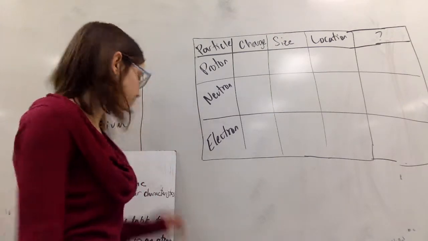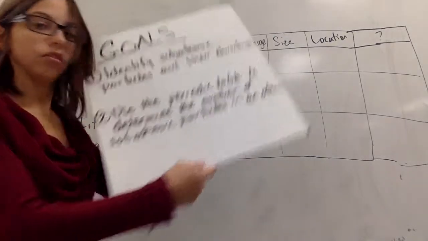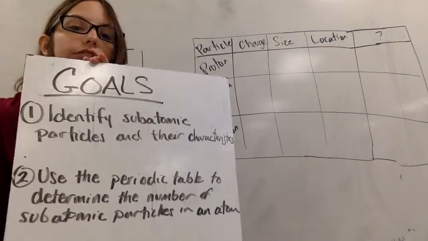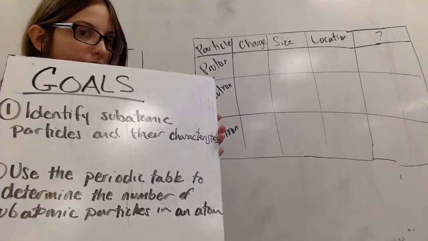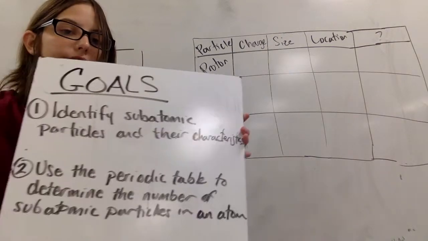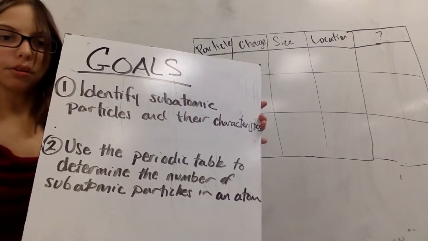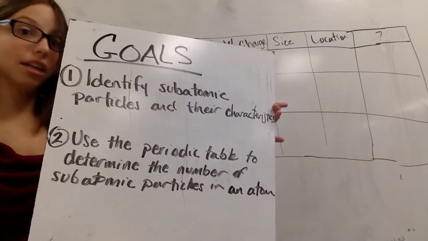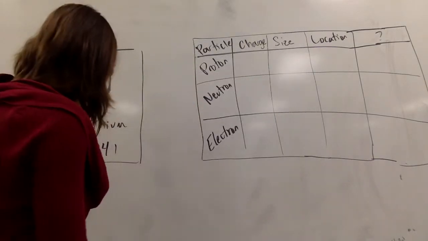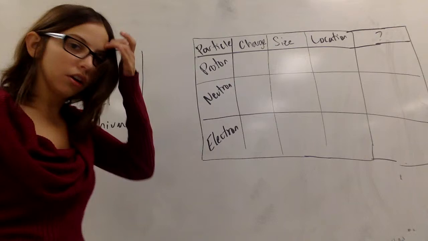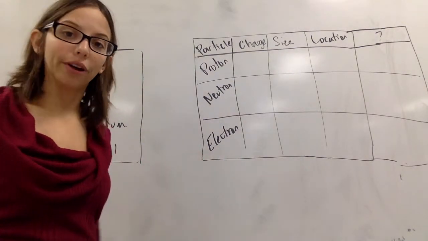Alright, here we go. So, what are we doing for this video? Here's our goals for this video. By the end of it, you should be able to identify the subatomic particles and their characteristics, and use the periodic table to determine the number of subatomic particles in each atom. So get to know who we're dealing with and find out how many of them there are.